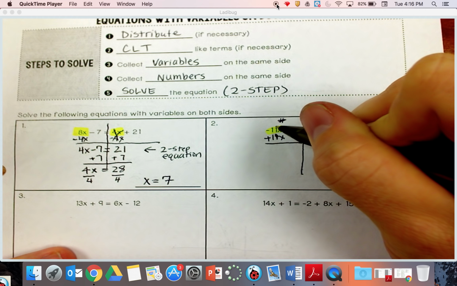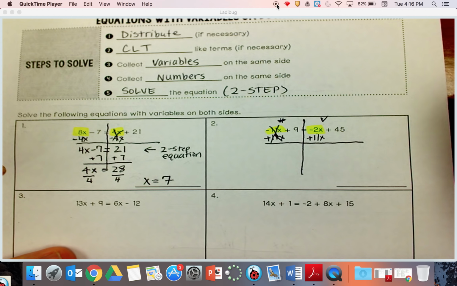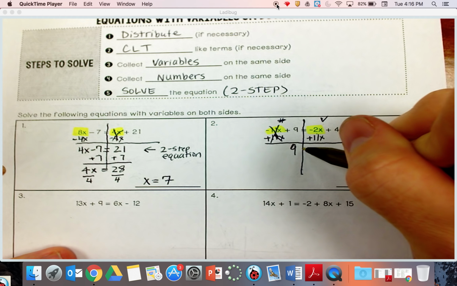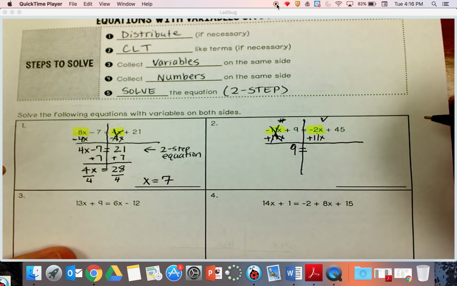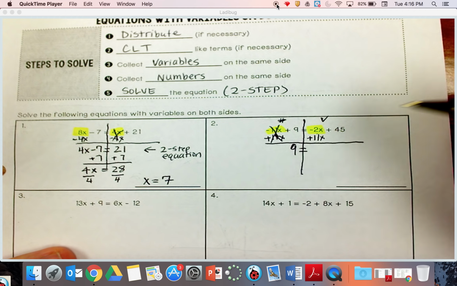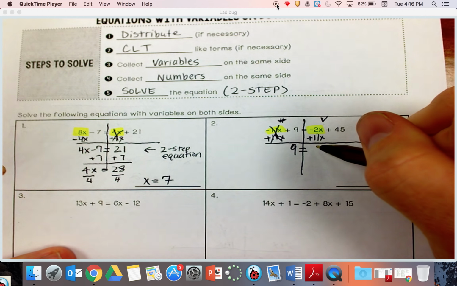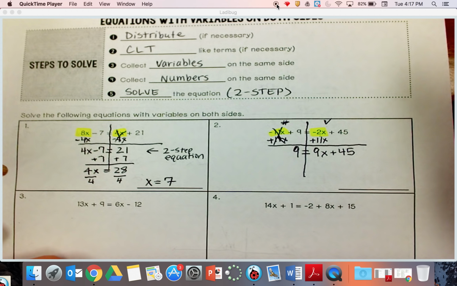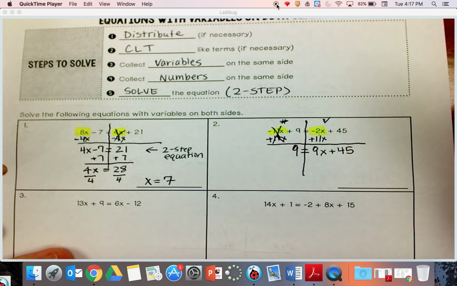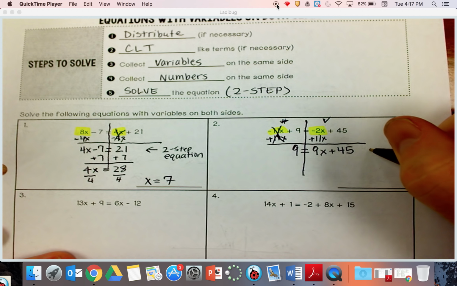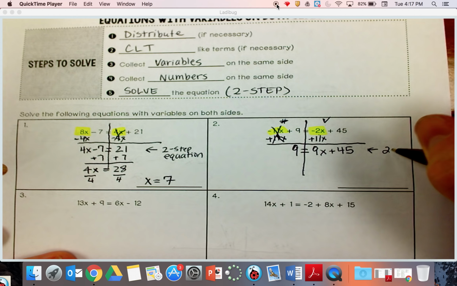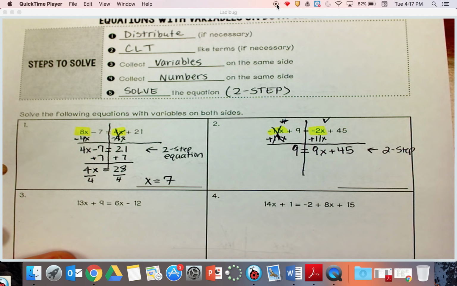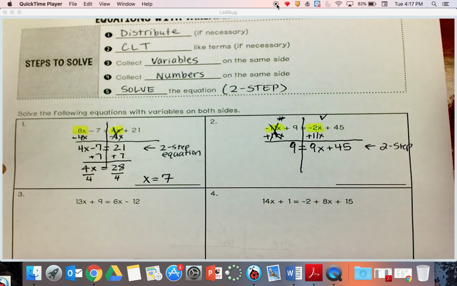And when I do that, that goes away. And I'm left with 9 is equal to negative 2 plus 11. Well, that gives me 9x plus 45. Now I'm not quite done yet because now I have it where I need to be. This is a two-step equation, and I can now solve this.